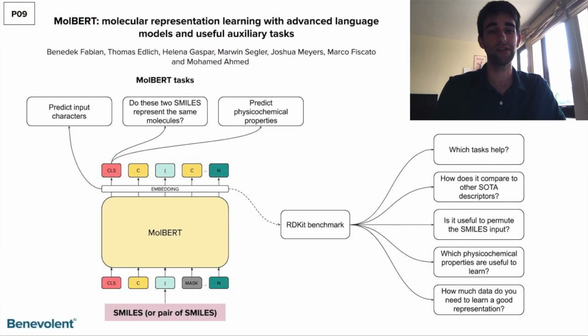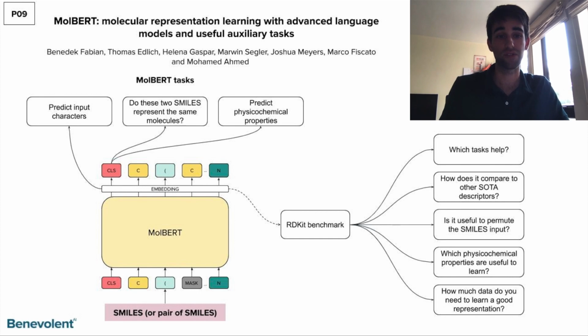Hi, I'm Benny Fabian, and I'm going to talk about MORBERT, molecular representation learning with advanced language models and useful auxiliary tasks. This is a joint work with colleagues from Benevolent AI. MORBERT is a molecular representation learning method based on the popular language model BERT. In the case of traditional natural language processing, we would input a sequence of words, mask out some of these inputs, and train the language model to be able to figure out what those masked words are based on the context.